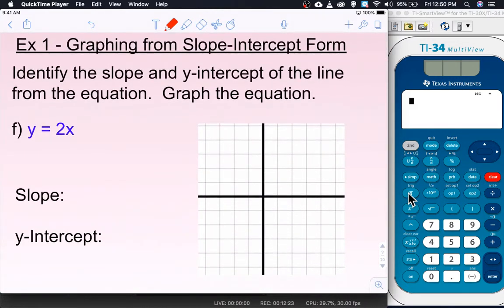Okay, we've got another one here. This is letter F. See if you can graph this one as well. Pause the video, take a couple seconds, graph it as efficiently as you can, and hit play when you're ready to continue.